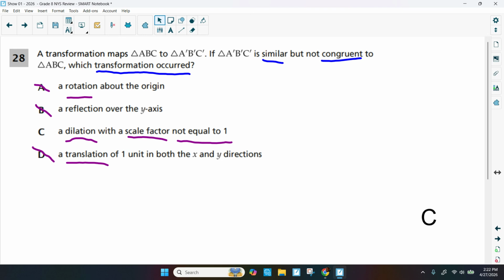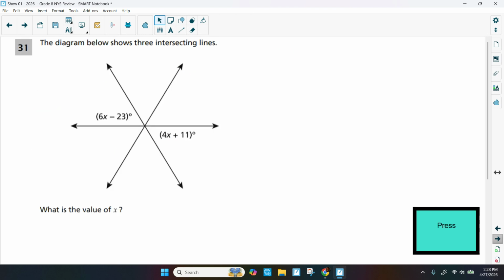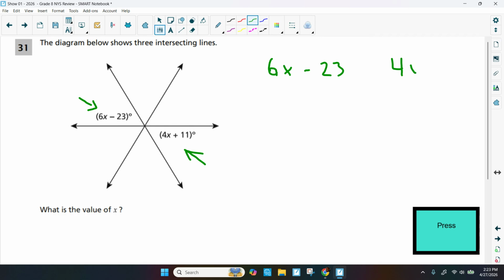All right, let's keep moving, Dr. Rob. The diagram below shows 3 intersecting lines. What is the value of x? Well, let's look at the lines a little closer. I have 6x minus 23 over here. And right across that part of the equation is 4x plus 11.